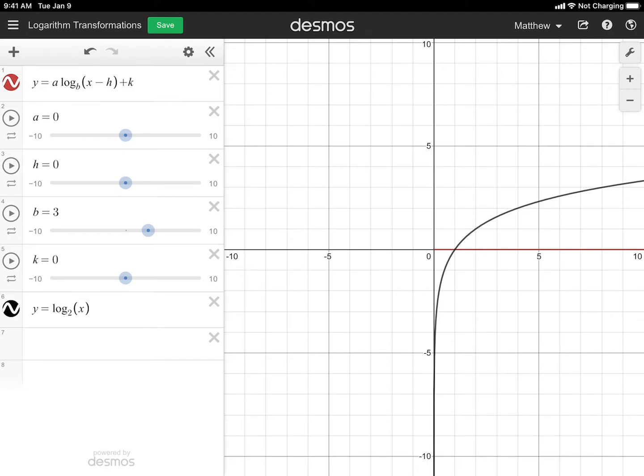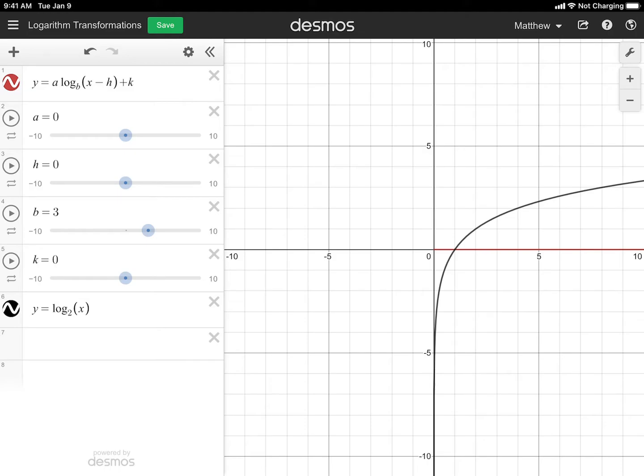H is going to be my horizontal shift, left and right. K is going to be my vertical shift, up or down. But then B is going to be my horizontal stretch or compression, or really it's actually going to be my base. So if we look at this function, if we look at the values that we have here, this black one is my parent function. Log base 2 of x, that's my parent function. The red is supposed to be my transformation, but we just have some weird line that goes along the x-axis.